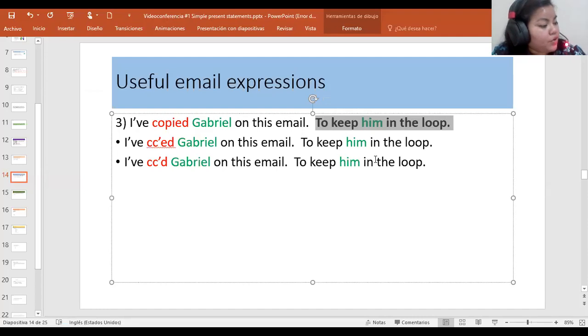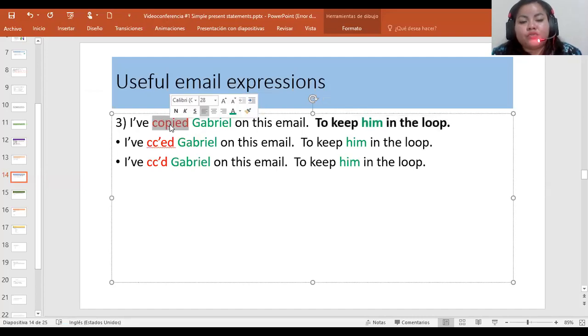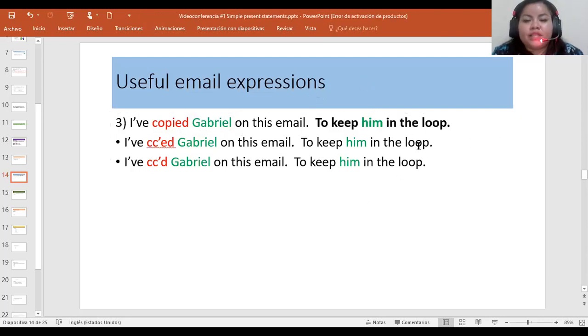So we're going to send it and we're going to copy someone. And these are the three ways you're going to write it. Copy it, CC it, or see it. Right? Is that part clear? Okay, yeah, very good.